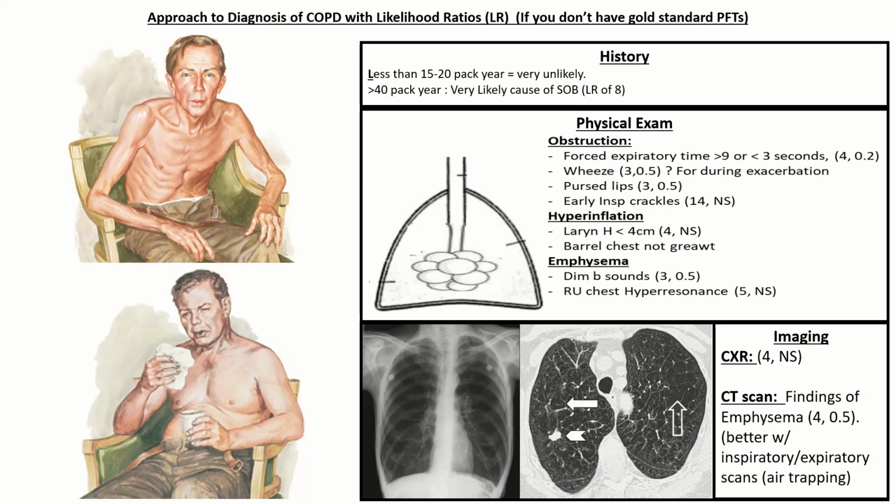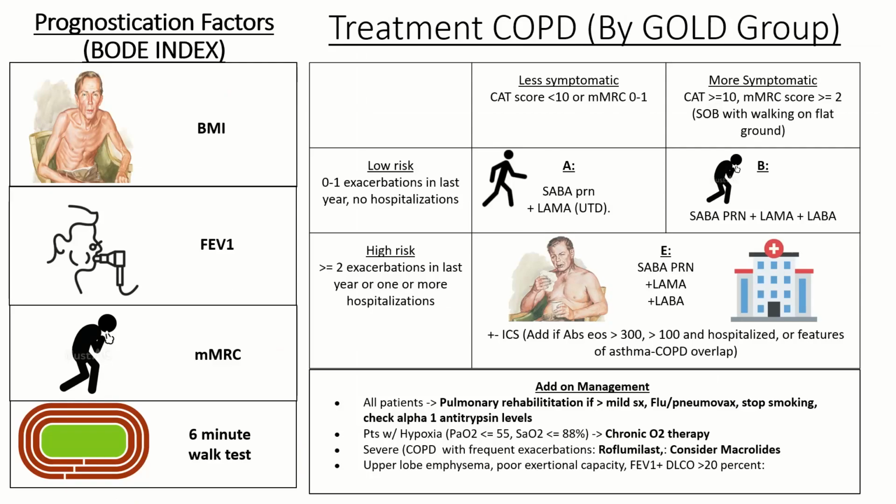But obviously everyone needs PFTs. Treatment of COPD by GOLD group. Here, remember that everyone's going to get a SABA PRN and really a LAMA maintenance therapy as well. More symptomatic, you're going to add that LAMA therapy, and once you have more high risk with recurrent exacerbations, you're going to add ICS therapy as well, but look for that laboratory marker of inflammation with those eosinophil counts or features of asthma-COPD overlap.